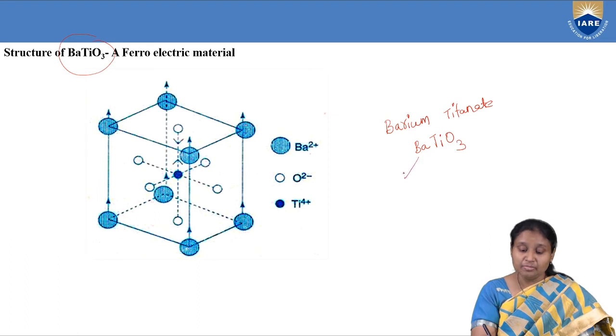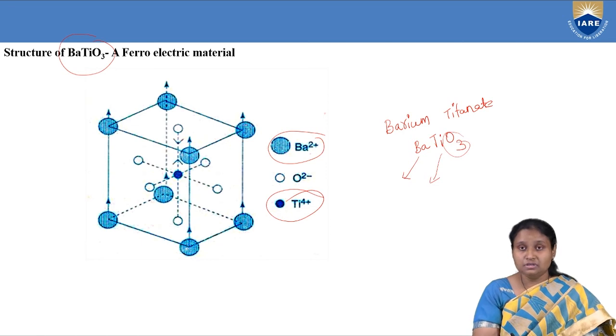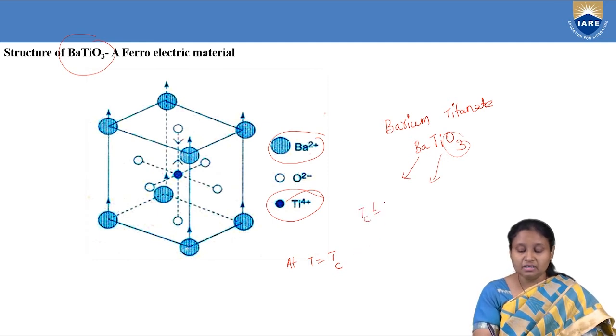So if you take barium titanate, it consists of three different types of ions: barium ion, titanium ion, and of course oxygen ion. What we are going to observe here is the structure of barium titanate at T equal to Tc. The Curie temperature for barium titanate is 120 degrees Celsius. So the Tc value is 120 degrees Celsius.